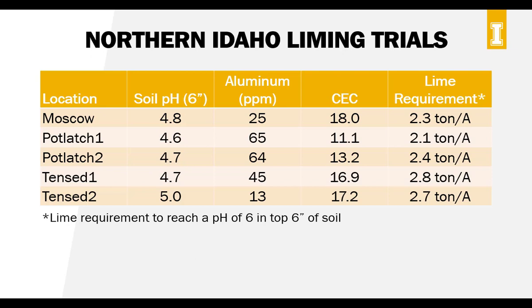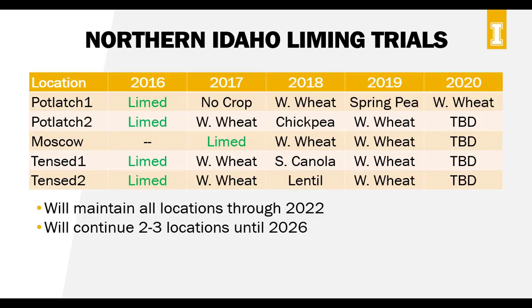So to look a little more specifically at our 5 sites, we have soil pH in that top 6 inches that varies from 4.6 in Potlatch to as high as 5 up in Tensed. You can see the quantities of aluminum from as low as 13 up to 65 parts per million in Potlatch. The CEC was mentioned before by Hai-Ying. The higher the CEC, the more lime we need to increase that pH. So we've got some that are a little bit on the lower side, 11.1, so we don't need as much lime to increase the pH, and as high as 18. So ideally, to reach a pH of 6 in that top 6 inches, we needed about 2.1 to 2.8 tons per acre based on some lime requirement tests that we ran.